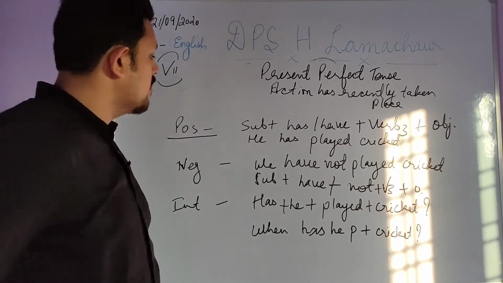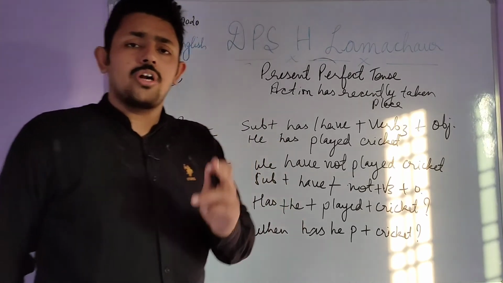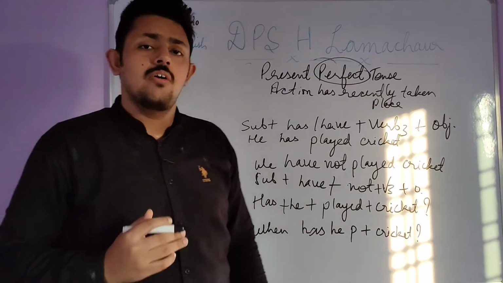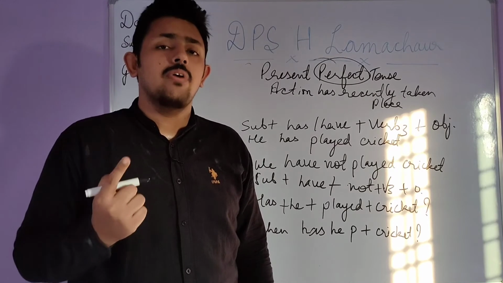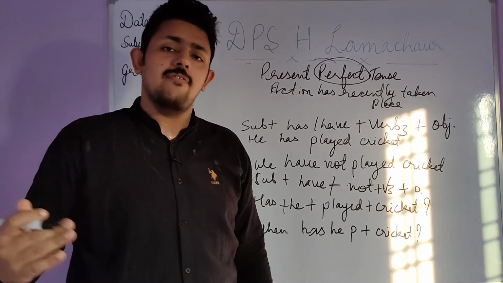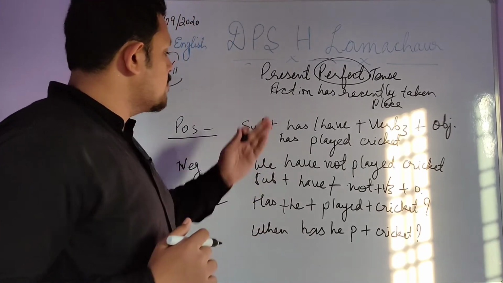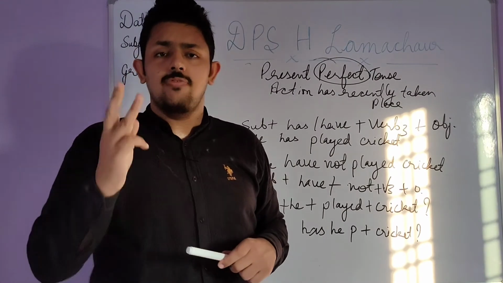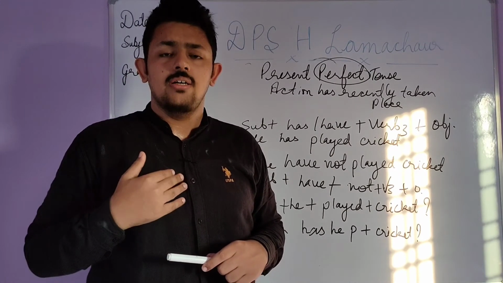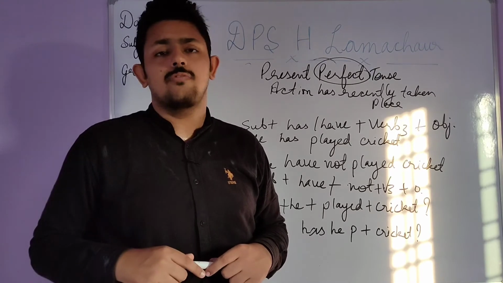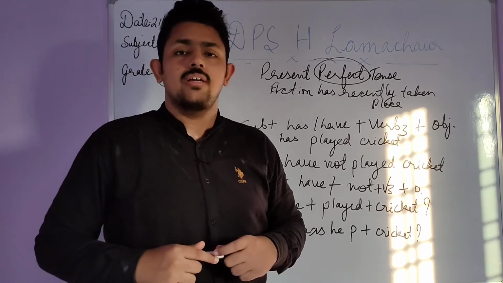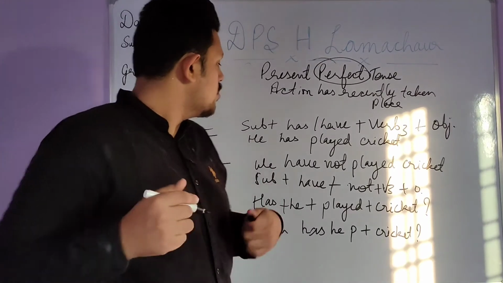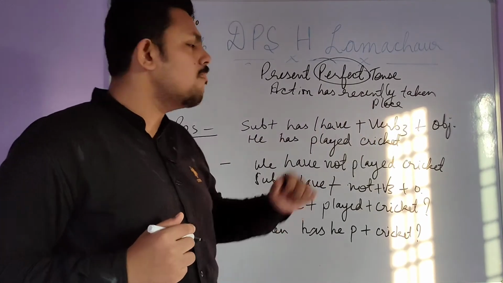First of all, the positive subject. Very important point: whenever we have the perfect tense, we use has or have. Where to use has and have? He has, I have, we have. So subject plus has or have plus the third form of the verb. In the chapter on verbs, we have seen three forms: play, played, and the third form of the verb, played. Sing, sang, sung. So subject plus has or have plus the third form of the verb plus the object.